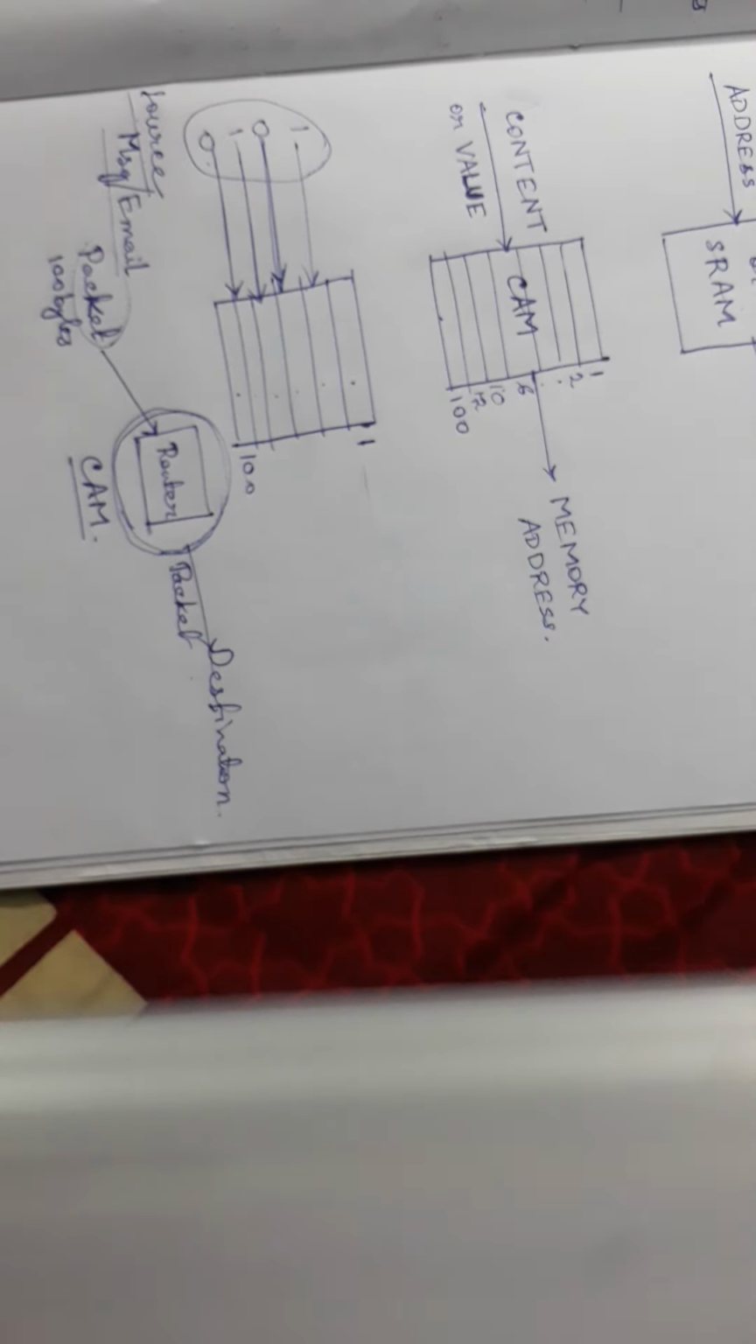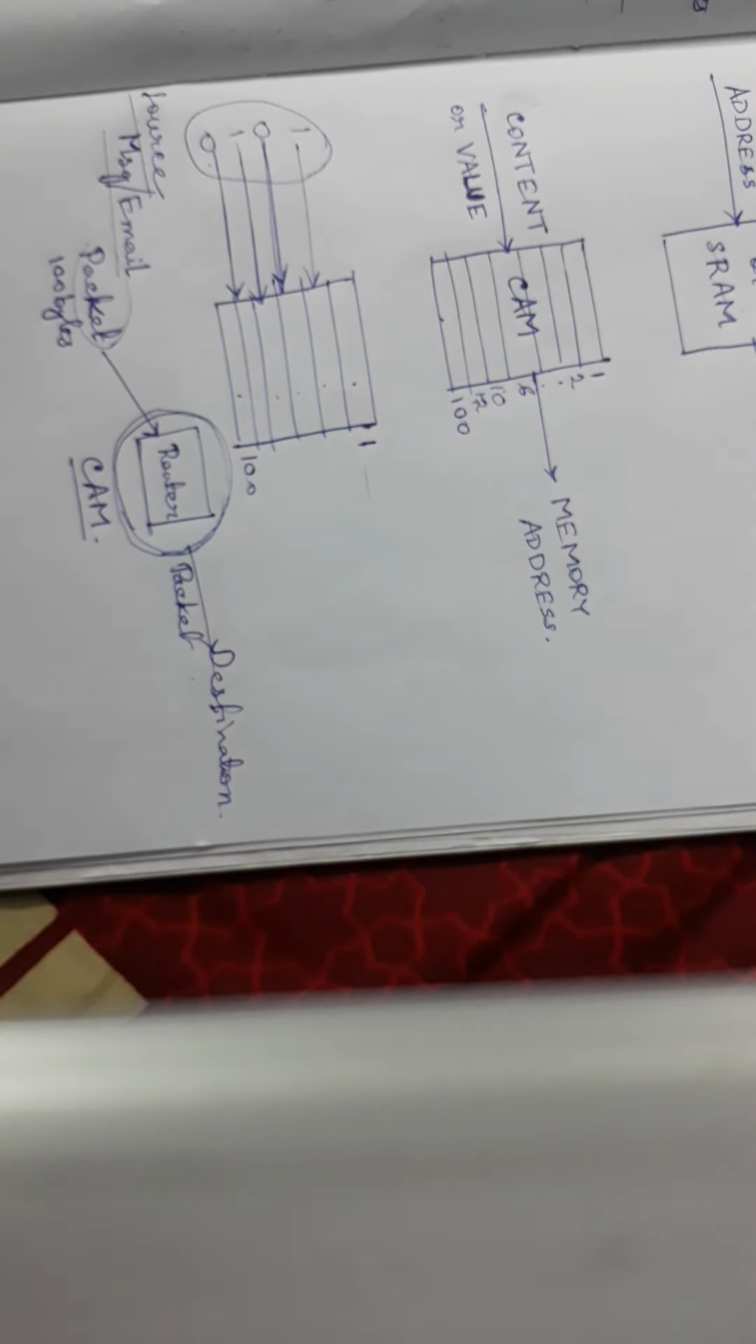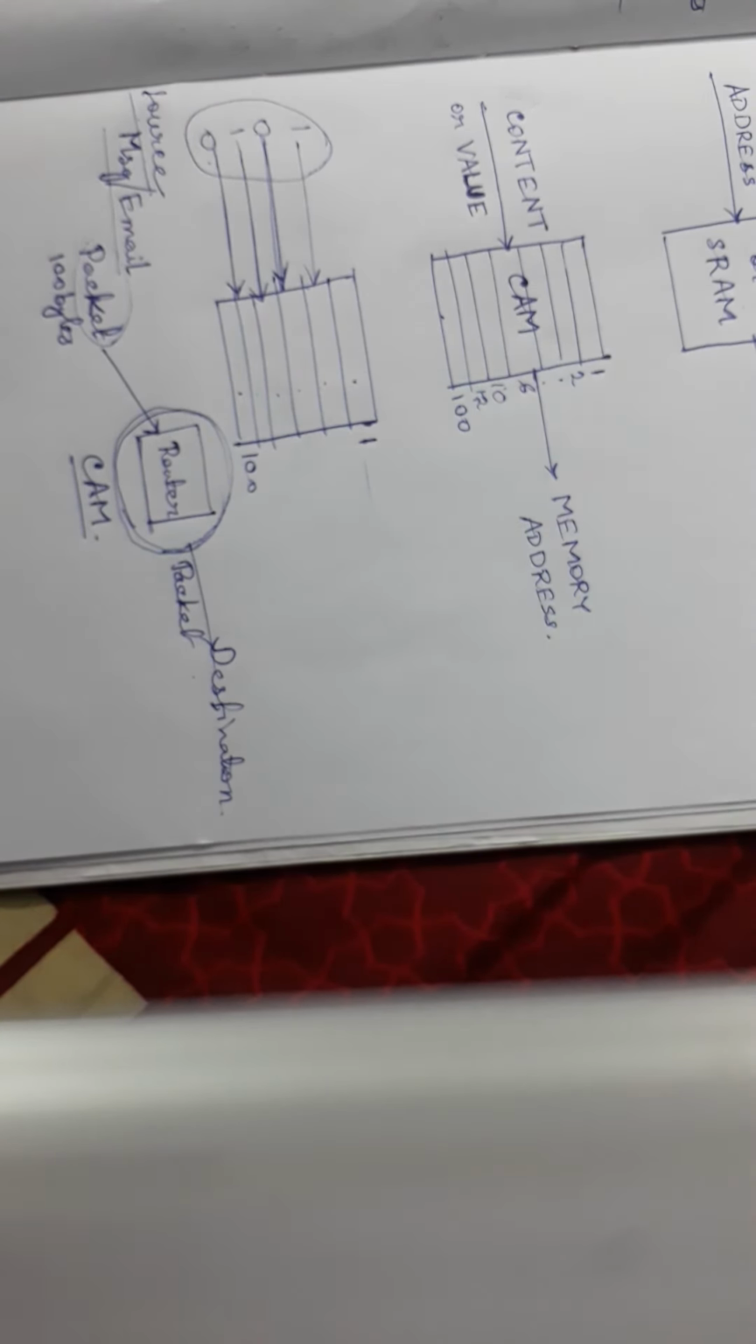Now coming to the write operation and read operation of CAM. As you know, in case of RAM, first the address is sent from the CPU to the RAM, and also the data is sent from the CPU to the RAM, and then the RAM stores the data at that corresponding address that was sent from the CPU.